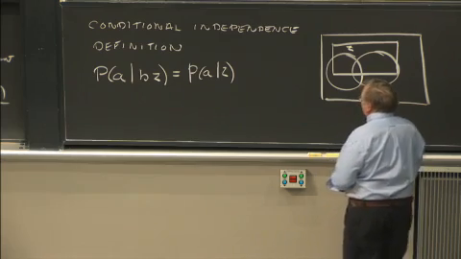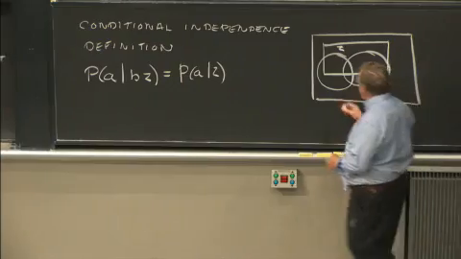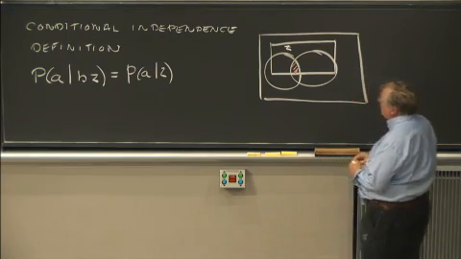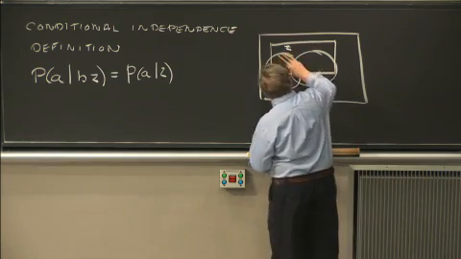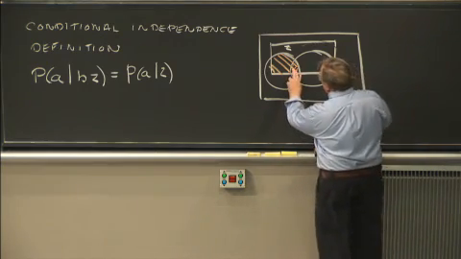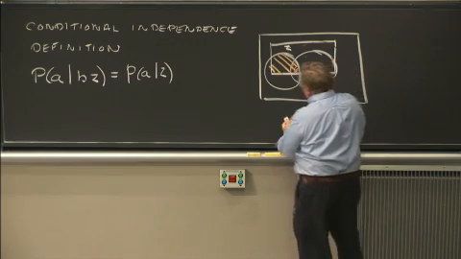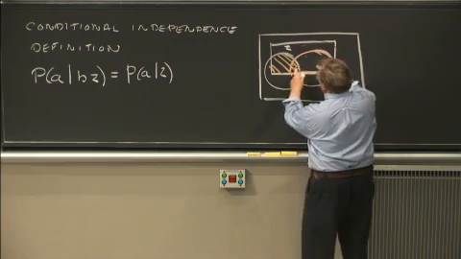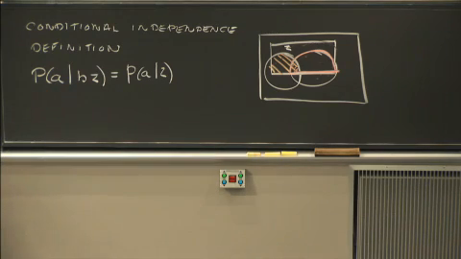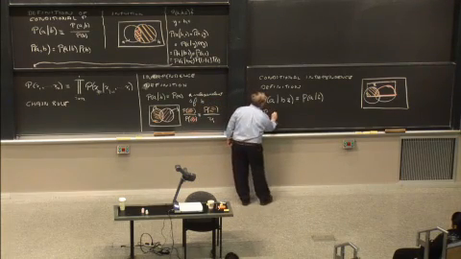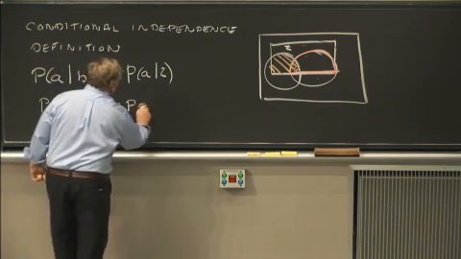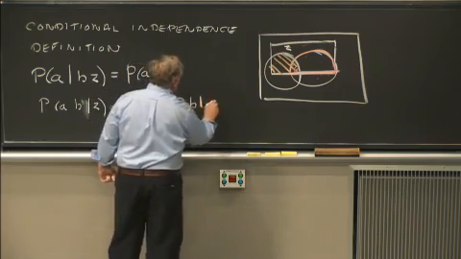So the probability of A given B and Z is this piece in here. A given B and Z is that part there. And the probability of A given Z is this part here, divided by all of Z. So we're saying that the ratio of this little piece here to this part, which I'll mark that way, the ratio of this to this is the same as the ratio of that to that. So that's conditional independence. So you can infer from these things with a little bit of algebra that P of A and B given Z is equal to P of A given Z times P of B given Z.